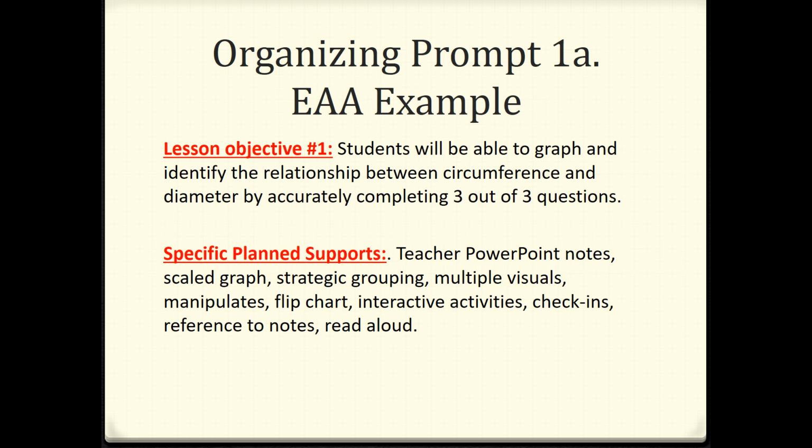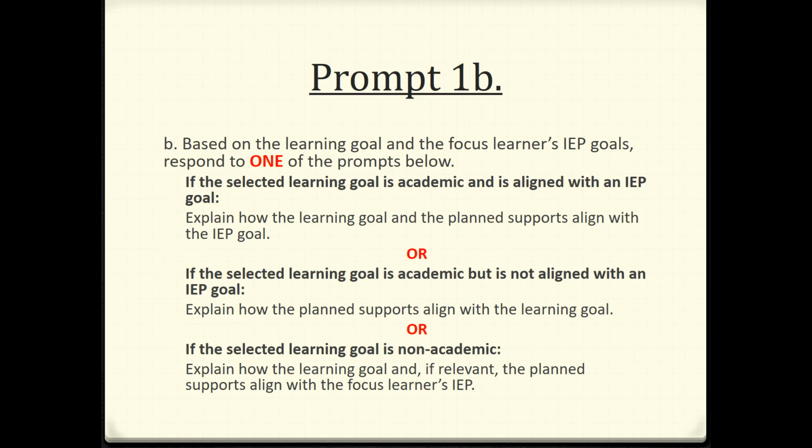Organizing prompt 1A, EAA example. Student will be able to graph and identify the relationship between the circumference and diameter by accurately completing 3 out of 3 questions. Specific plan supports: teacher PowerPoint notes, scaled graph, strategic grouping, multiple visuals, manipulatives, flip chart, interactive activities, check-ins, reference to notes, and read aloud.